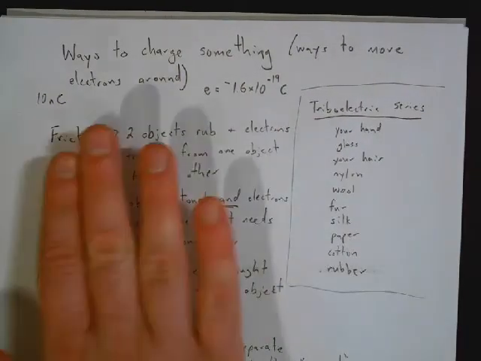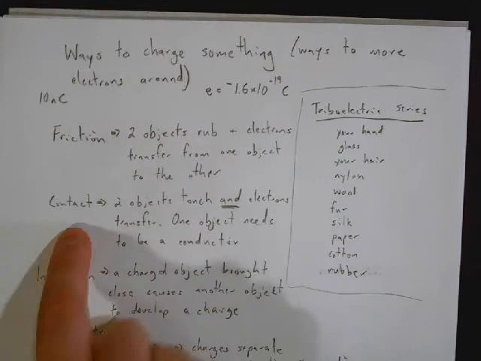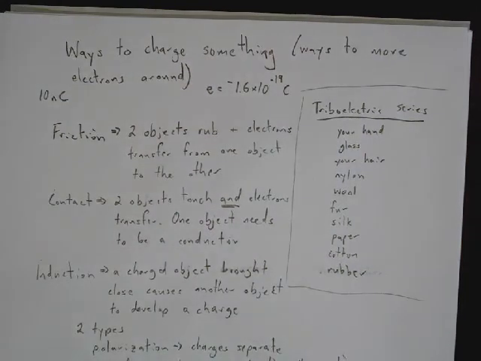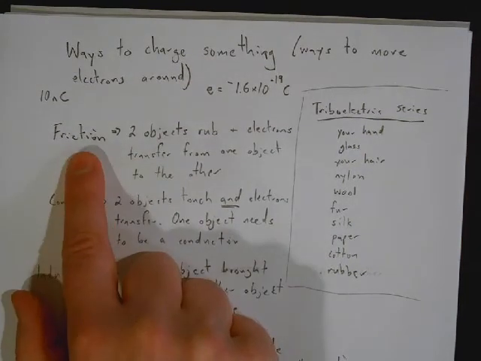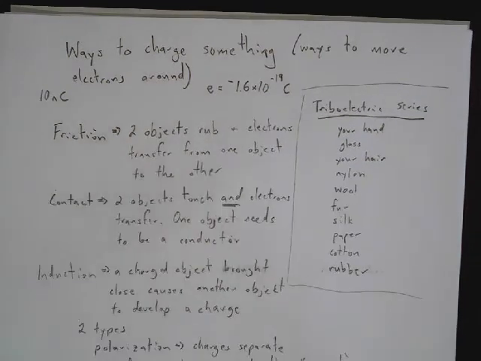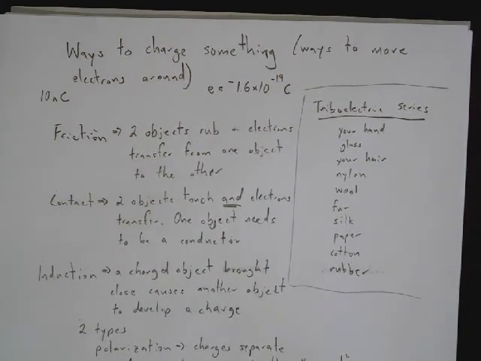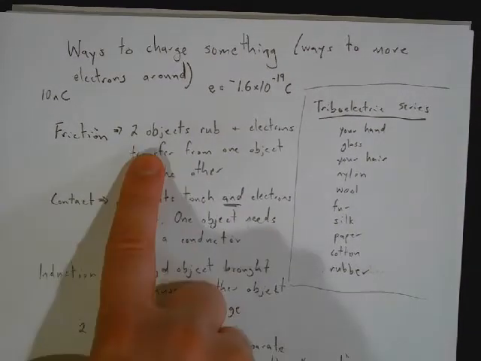Okay? But here are the three different ways to charge something, to move electrons around. The first way is you can charge something by friction. You guys are all familiar with this. This would be rubbing a balloon on your head. This would be shuffling your feet on the carpet. This would be clothes rubbing past each other in the dryer.